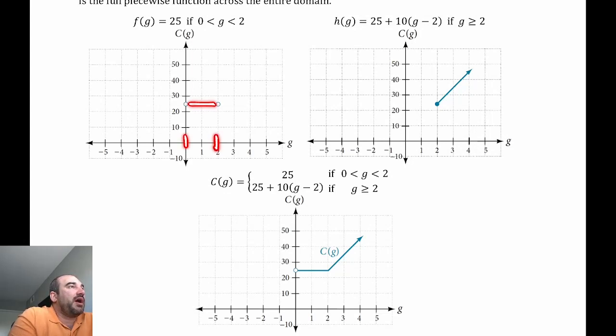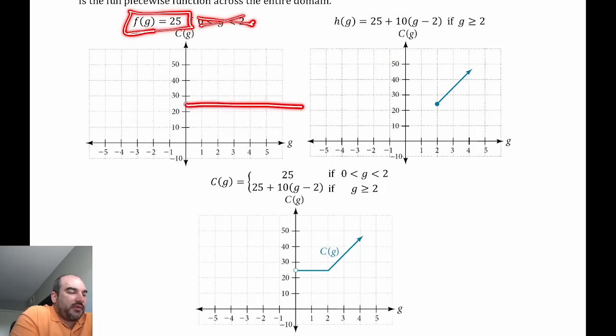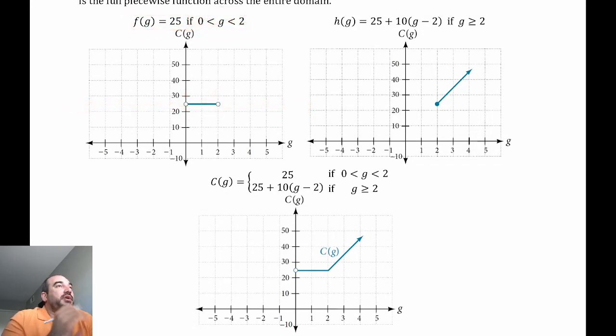Does everyone see how that was graphed? From 0 to 2 on the g-axis, we graph the flat line 25 because that's what this function's graph would look like. If I didn't have this restriction, the f of g equals 25 graph would go on forever as a horizontal line at 25. So the restriction 0 to 2 just cuts that off at the two endpoints, 0 and 2. And these are open circles for a reason. Can anyone tell me why those are open circles and not closed, filled in points?